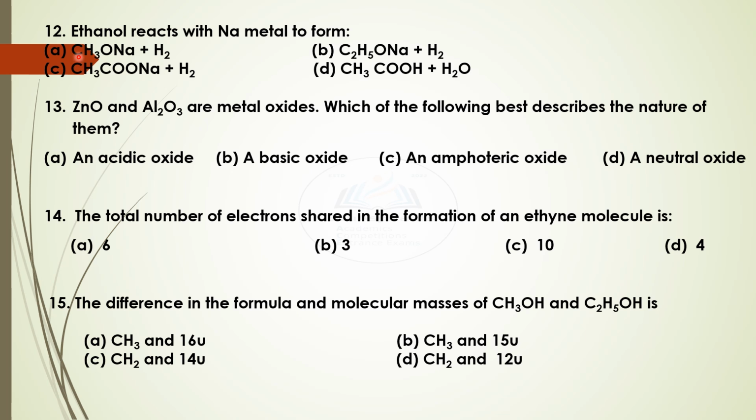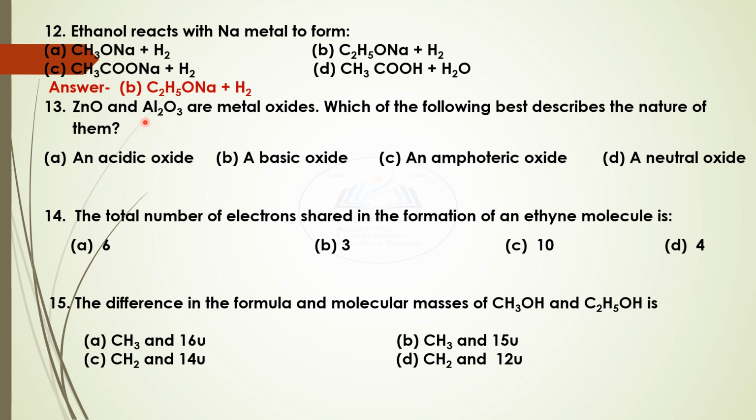Next, ethanol reacts with sodium metal to form CH3ONa + H2, C2H5ONa + H2, CH3COONa + H2, or CH3COOH + H2O. Have you marked your choice? Let us see. Answer is B, C2H5ONa + H2.